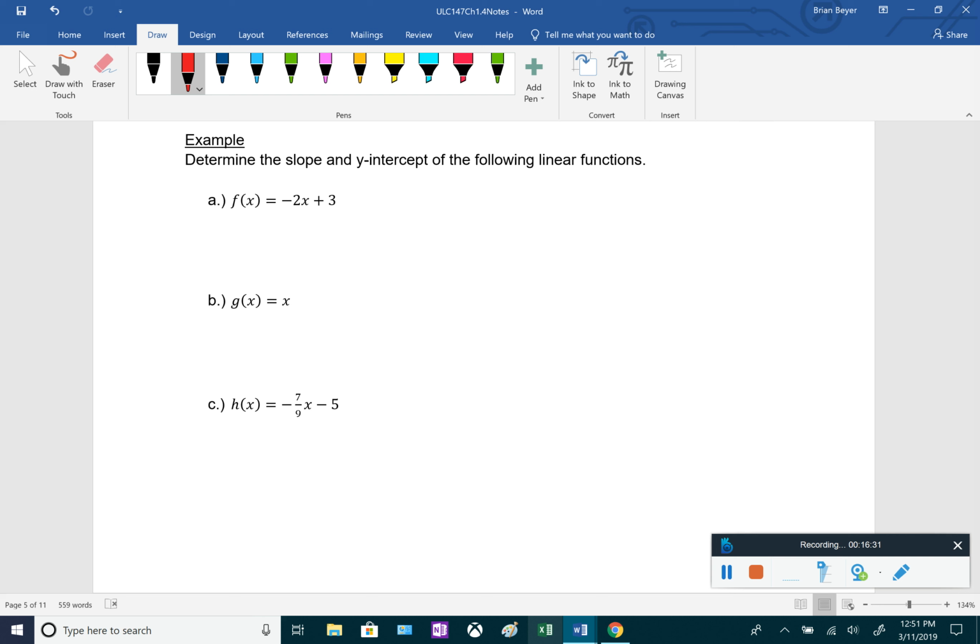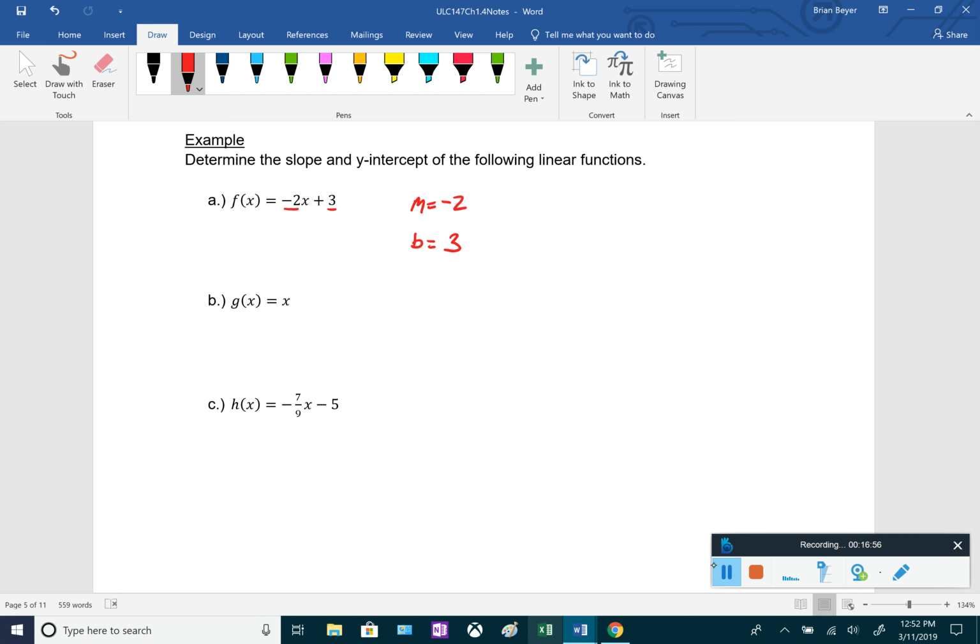So before we get into graphing, let's just make sure we can identify the slope and y-intercept when it's in this form. So for the first one, we have f of x equals negative 2x plus 3. These are all in slope-intercept form. So our slope is going to be right here, and our y-intercept is right here. So our m is negative 2, and our b is 3.